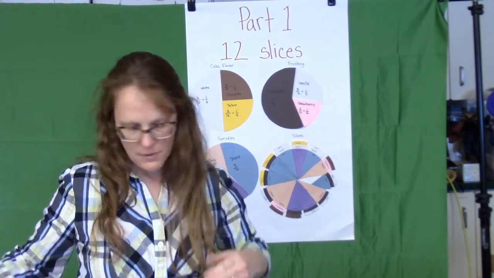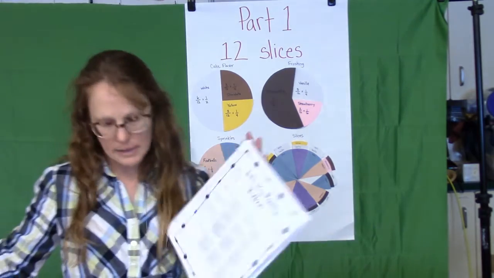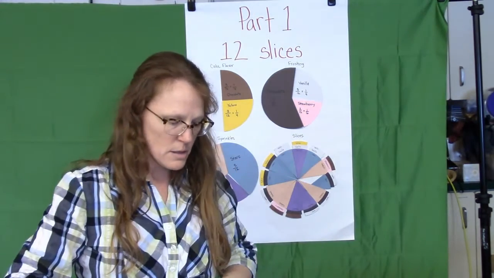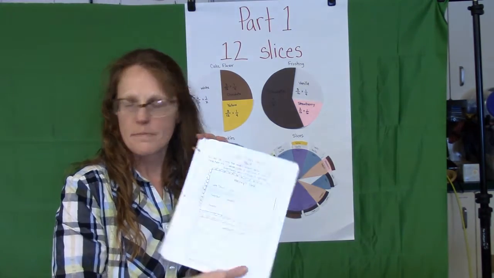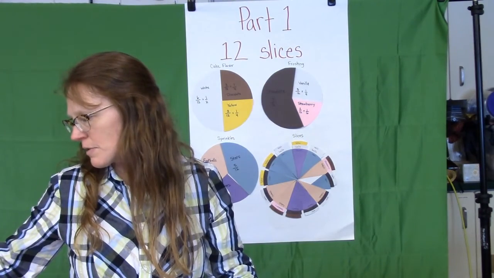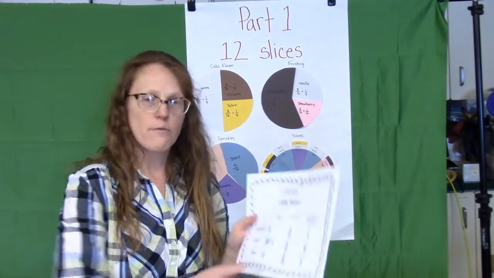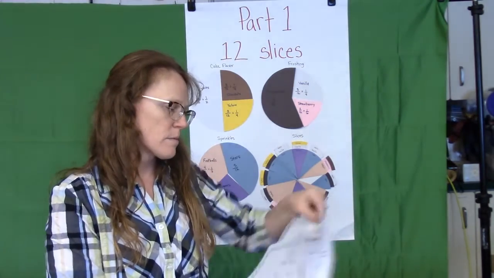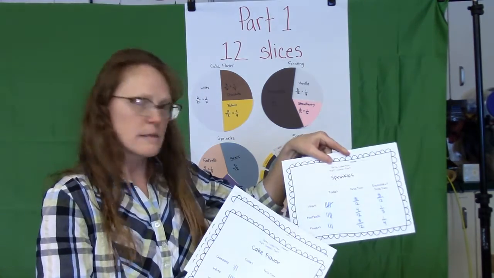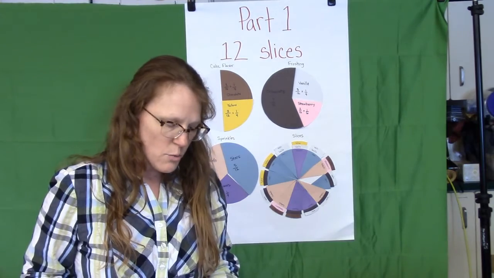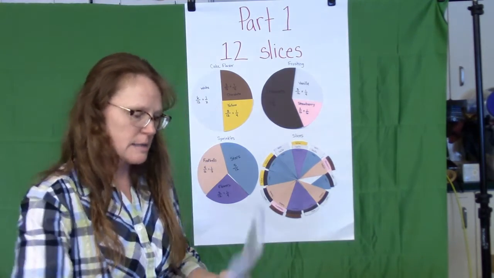So let's look at the first thing that we're going to do. In the clipped items, you need to go to the slice order forms for part one. You also need to have in front of you your data collecting sheets for part one. Cake flavor, frosting, and sprinkles.